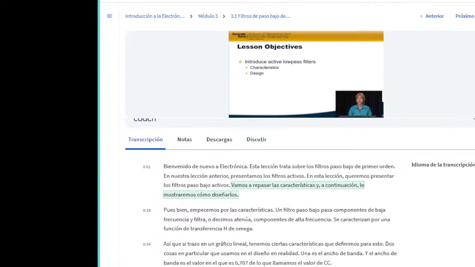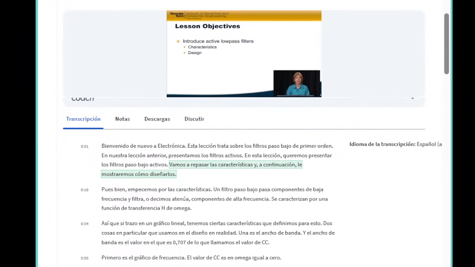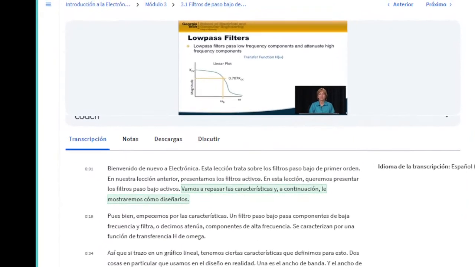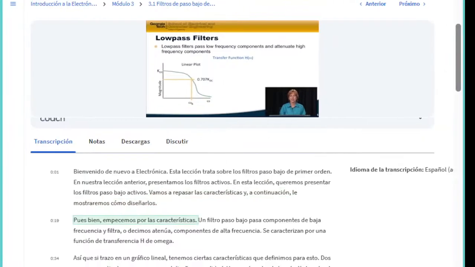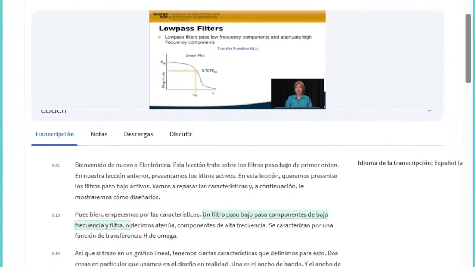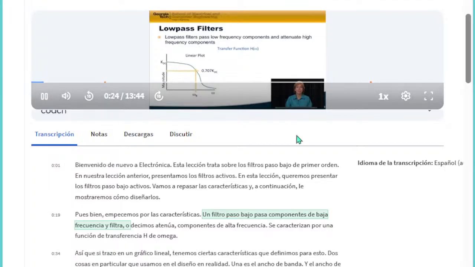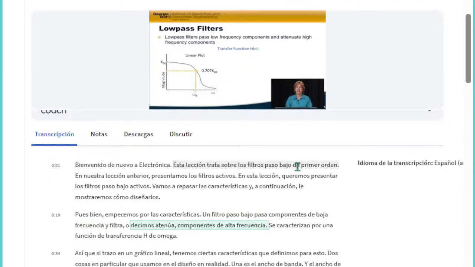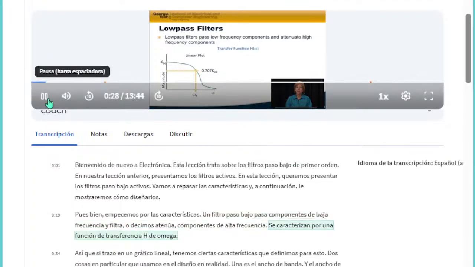low-pass filters. We'll go through the characteristics and then show you how to design them. So starting with the characteristics, a low-pass filter passes low-frequency components and filters out, or we say attenuates, high-frequency components.